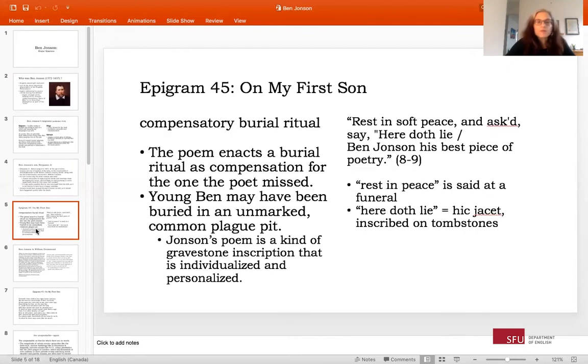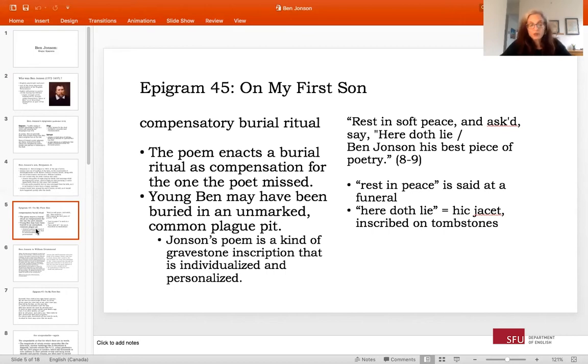So this poem, epigram 45 on my first son, is addressed to young Benjamin, and it's a poem saying goodbye to him. You see that in the first line, which says, "Farewell, thou child of my right hand and joy." The poem can be seen as a kind of compensatory burial ritual. That is, Johnson wrote the poem as a way to enact a burial ritual as compensation for missing the burial of his son.